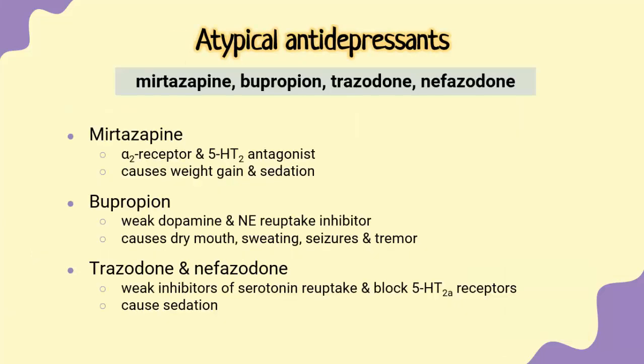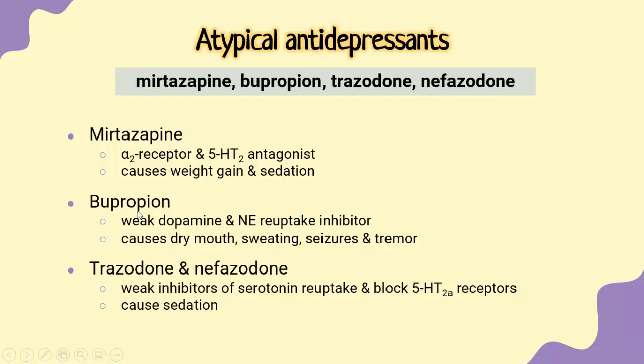And the final class is atypical antidepressants, and we have examples like mirtazapine, bupropion, and so on. Atypical antidepressants are similar to TCAs. Their actions can be so many. They are not as specific as SSRI, SNRI, or monoamine oxidase inhibitors. For example, mirtazapine can antagonize the alpha-2 receptor and also the serotonin 2 receptor. And this drug can cause weight gain and sedation.